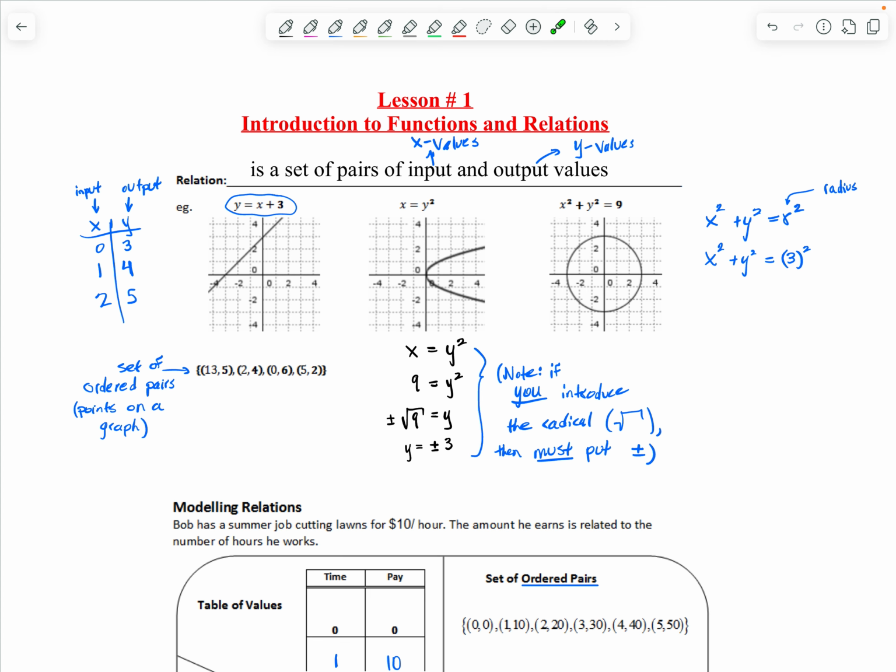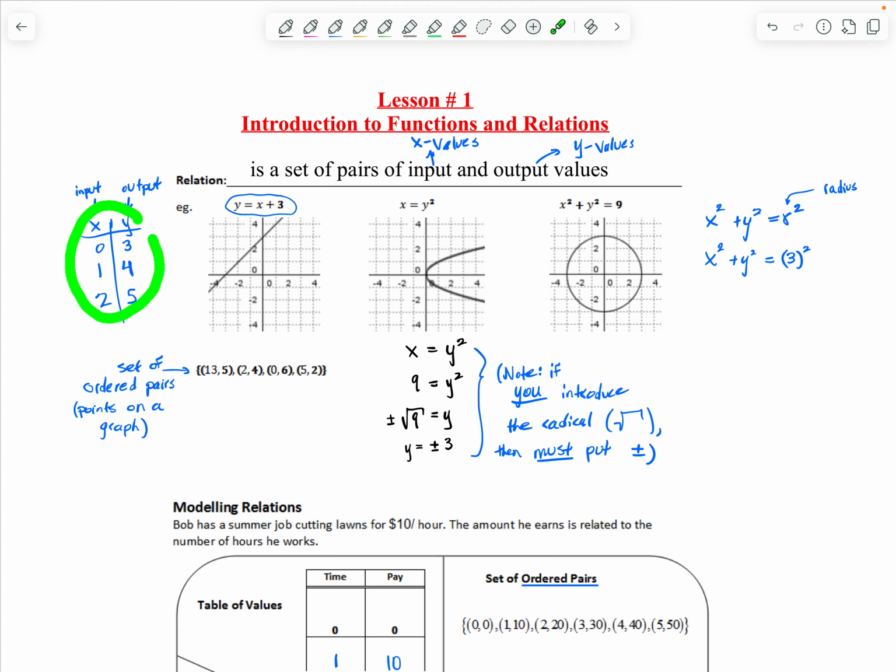So, an important thing to note here is that a relation is defined as a set of pairs of input and output values. What I mean by input is x values, output values are referring to y.